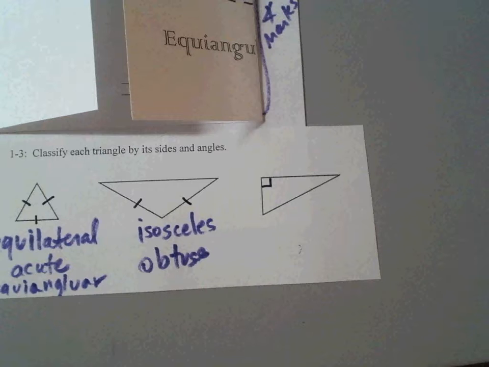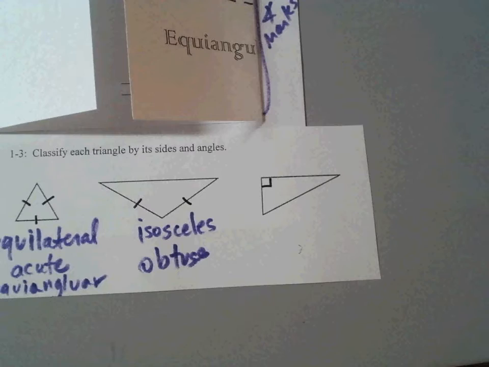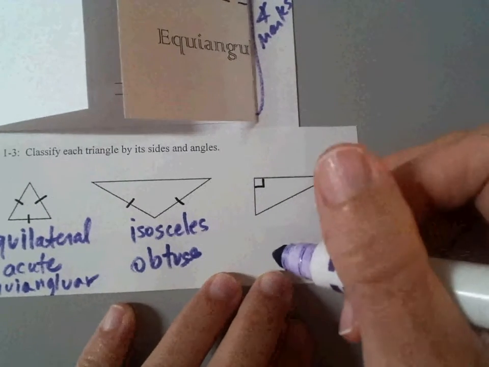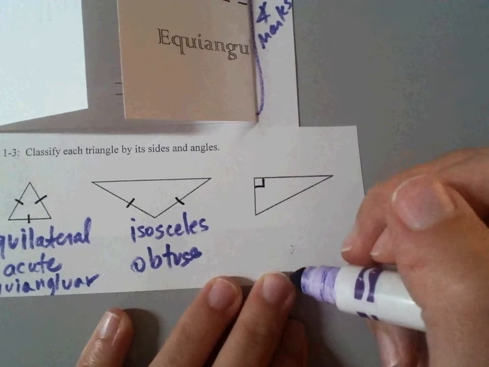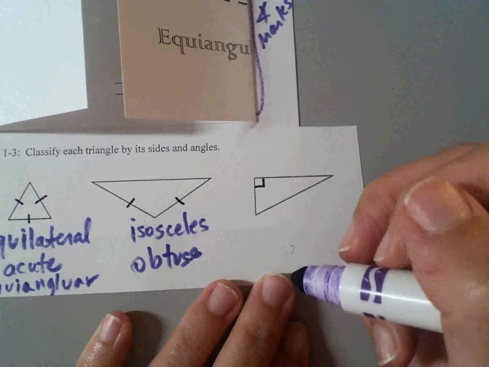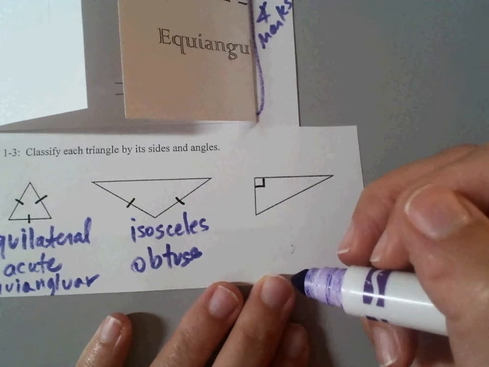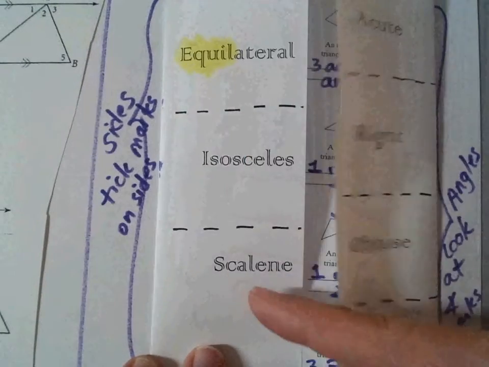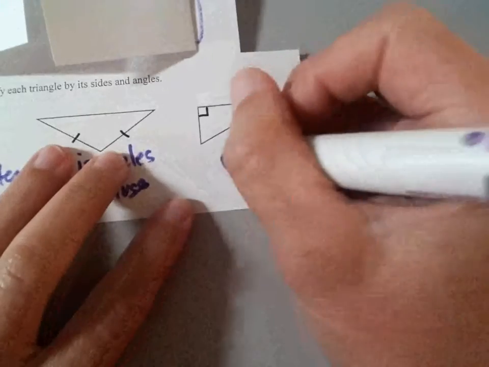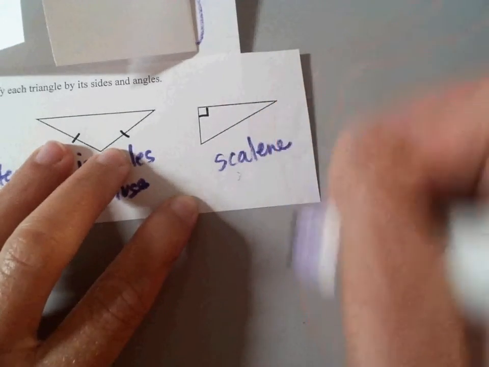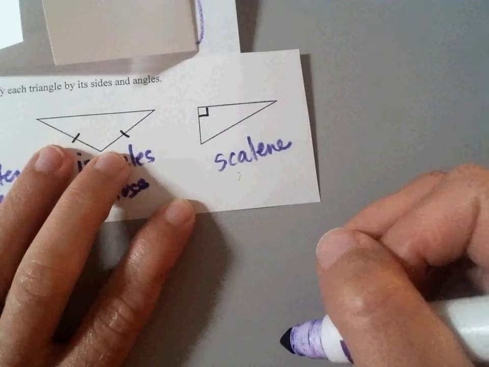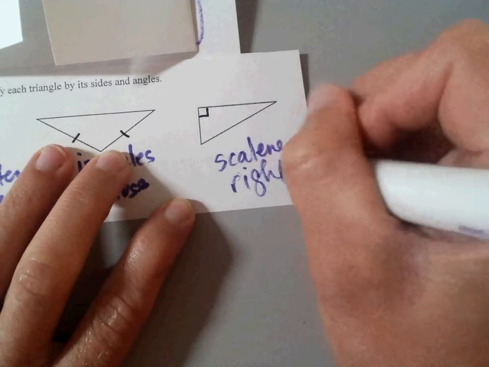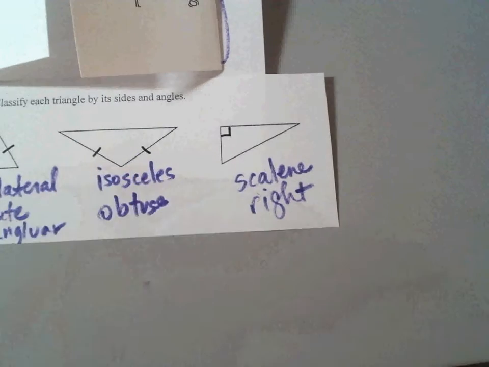Okay, the last one. We need by sides and we need by angles. Brennan, how about a sides word? Any tick marks? Look in the left column. No tick marks. Other column, dear. No, I said by sides. Scalene, very good. No tick marks, scalene. Okay, Lamont, how about by angles? A right. So that is a scalene right triangle. Very good. Scalene right.